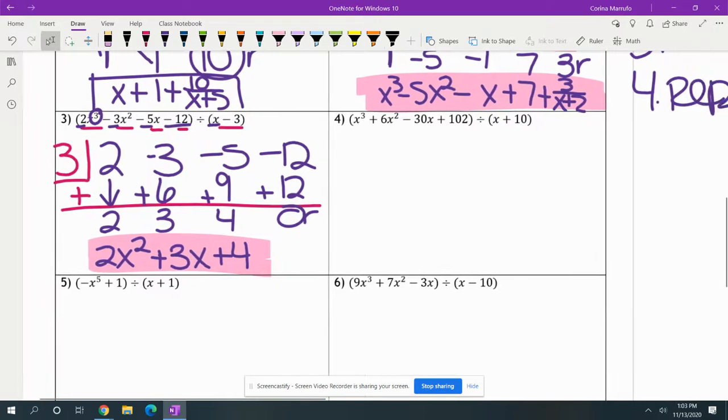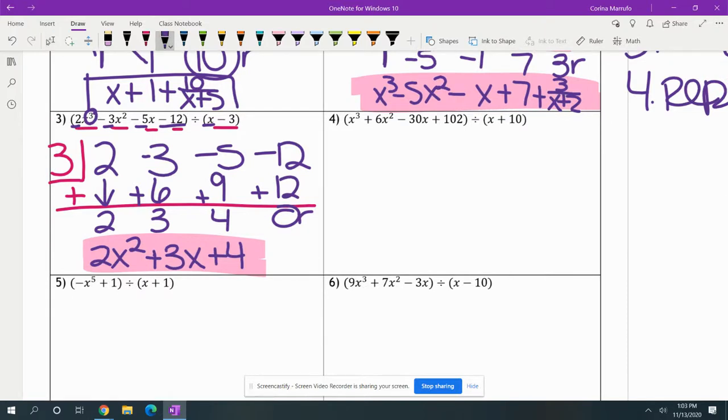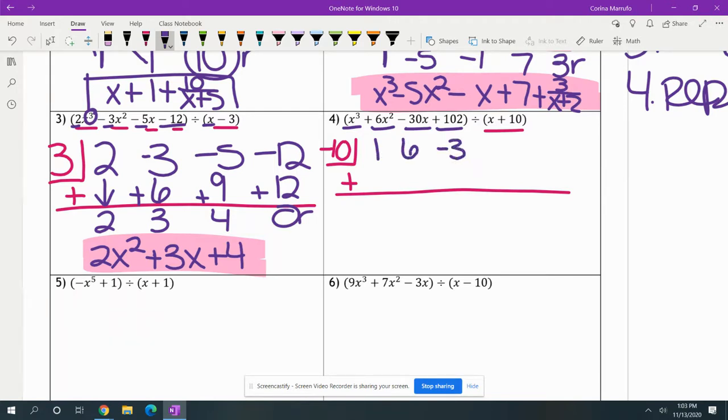All right, so we do the same thing again. We check to see, is this in standard form? So we have x to the 3rd power, x squared, x to the 1st, and then the number by itself, so it's good. And then we check here, do we just have x plus or minus a number? And we do, it is plus 10. So because it's a plus 10, then the opposite sign goes inside of the little box. In this case, it'll be a negative 10. We set it up plus, and we write the coefficient. So x to the 3rd power, the coefficient is 1. Then we have 6. Then we have negative 30. And then we have 102.